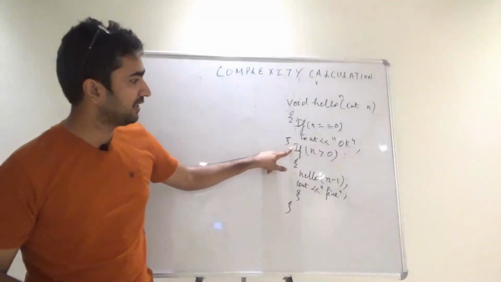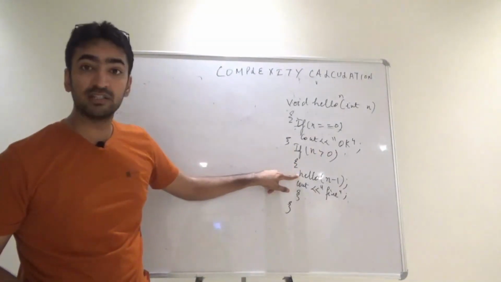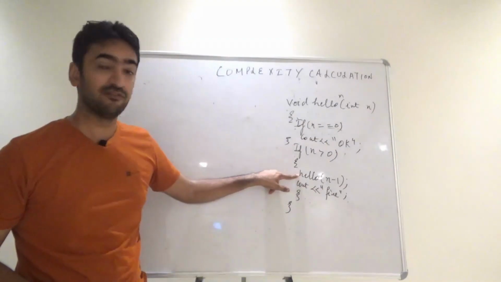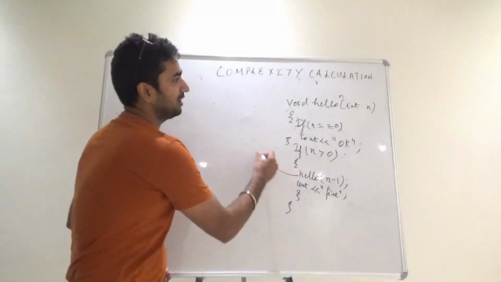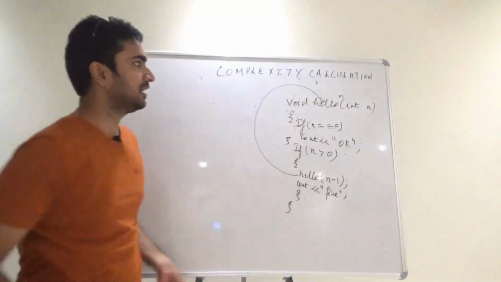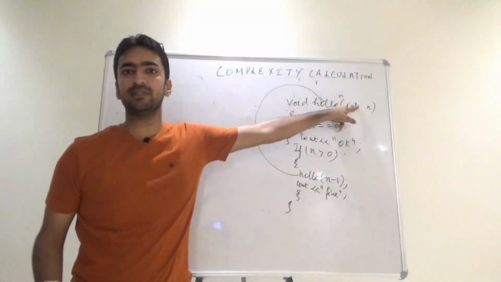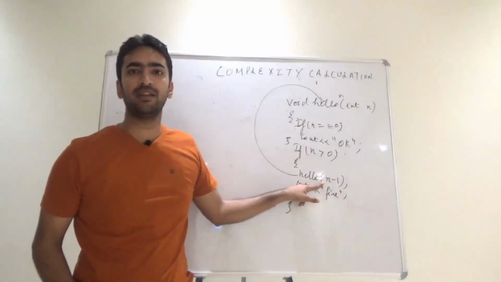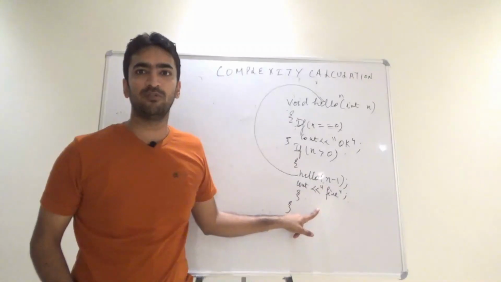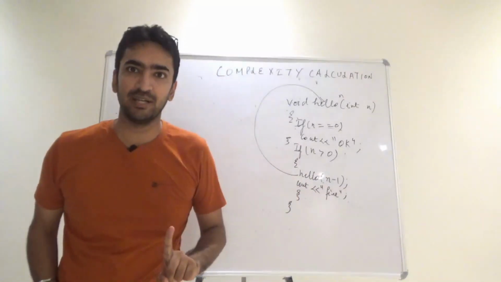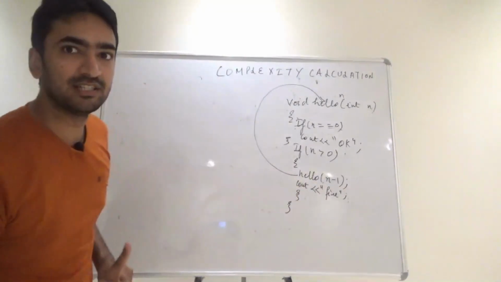Then, if n is not equal to 0, we have a function call within itself. So over here hello is a function which is called within itself. It is running for n times. This hello is running for n minus 1 times, and then there is cout, fine, which is running for 1 time. So again the condition remains the same.